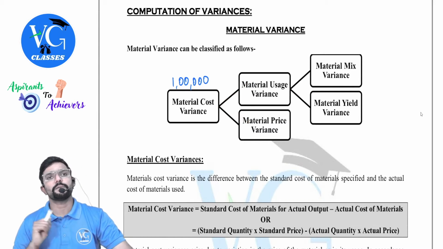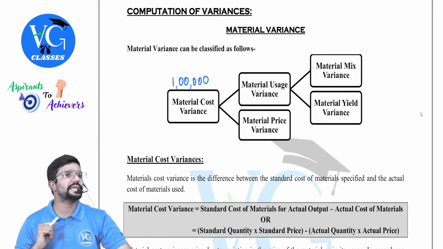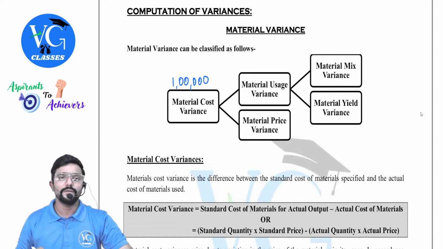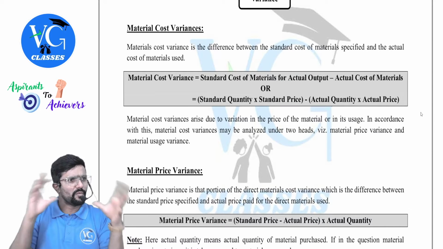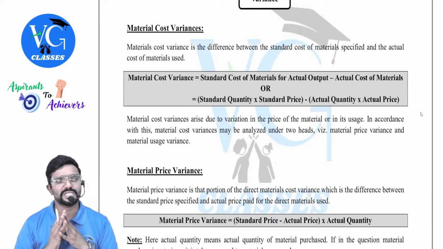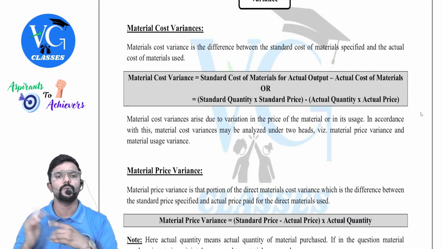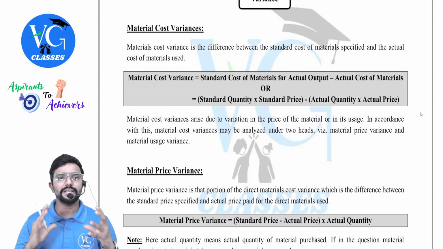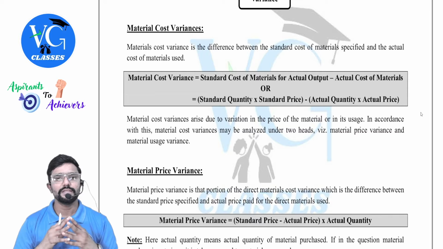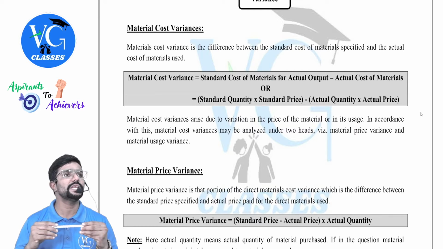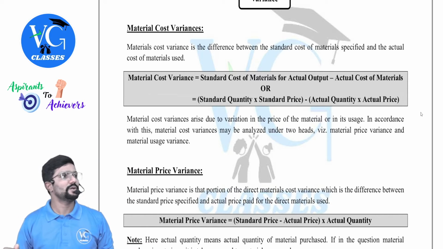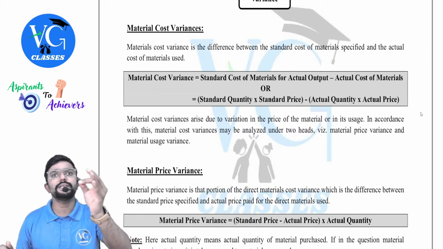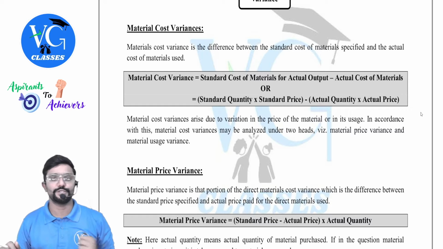For that we have a formula, guys. For each of these variance calculations, we have a formula. We will see them one by one. Material cost variance is the overall variance, where we got 1 lakh in our example. Material cost variance is the difference between the standard cost of material specified and the actual cost of material used. How much you are supposed to use minus how much you have actually used.